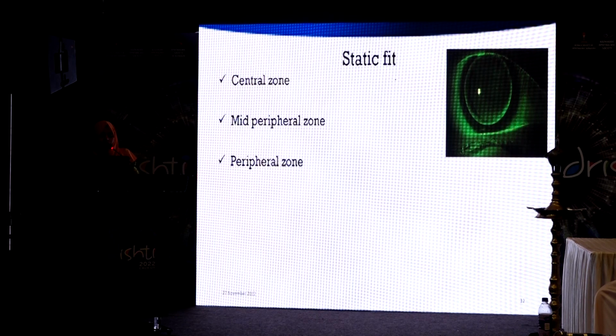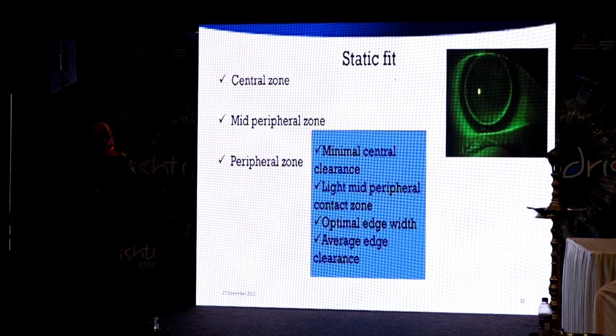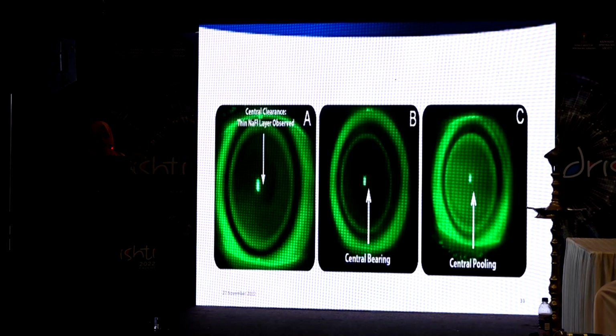And the static fit. Static fit is when the lens is in the still position, where you have to check the central zone, the mid periphery, and the edge. So if it is an ideal fit, there will be a minimal central clearance, light mid peripheral contact zone, optimal edge width and average edge clearance. In the first picture, you can see a central clearance with thin fluorescence, in B you can see a central bearing, and in C you can see a central pooling.